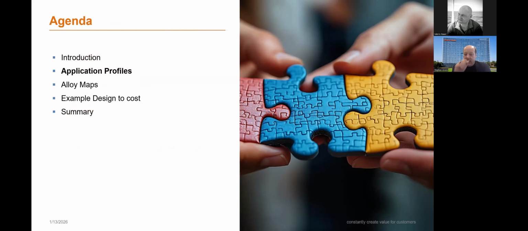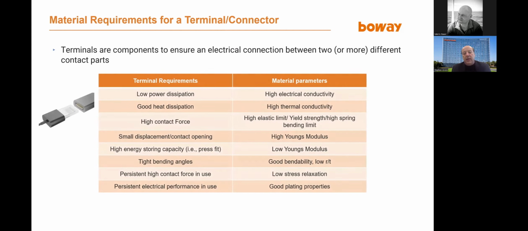Okay, good. Let's start now with the application profiles. And this should give you an idea about what the requirements on terminals for connectors are. So in general, we have to understand the terminals, so the metallic contact parts, are the ones which have to ensure the electrical connection between the one or several contact parts. And if we look to the requirements, in the first place we see power, heat dissipation. I think this is a no-brainer. Then we talk about the conductivity, whether it is electrical or thermal.